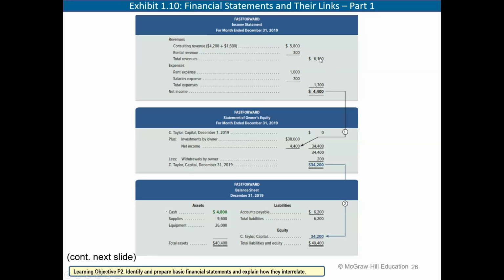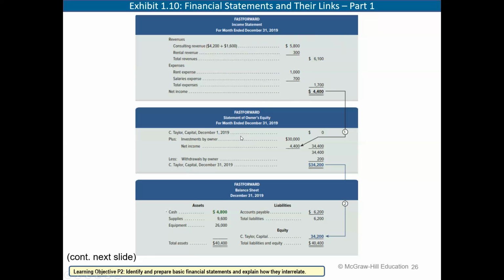So our revenue minus our expenses gives us something called net income. And net income means what it sounds like, the income that we earned during the period, or in other words, the revenue that we earned minus the expenses. And as I mentioned before, you'll notice the income statement for this one is for a month, for the month ended December 31st, 2019. So this measures revenue minus expenses over a period of time.